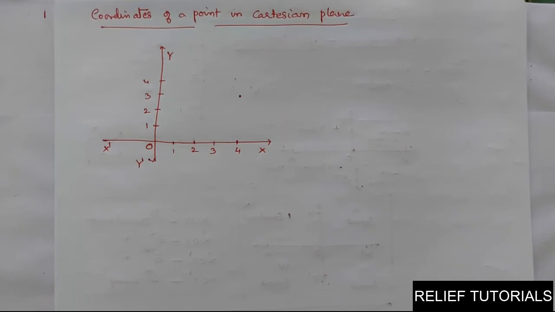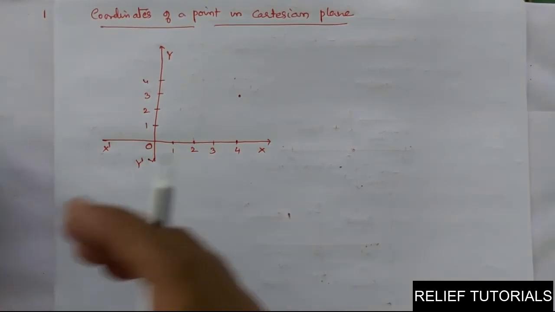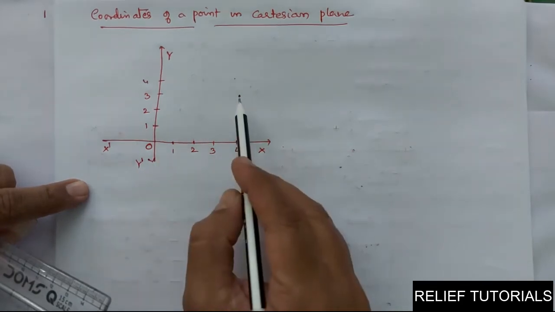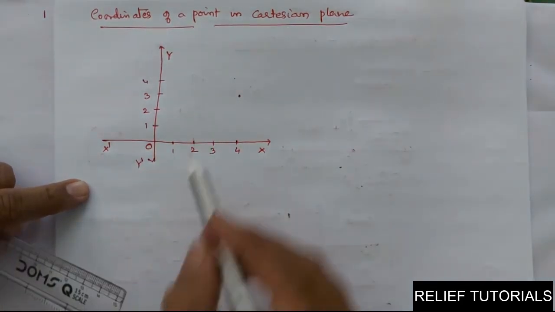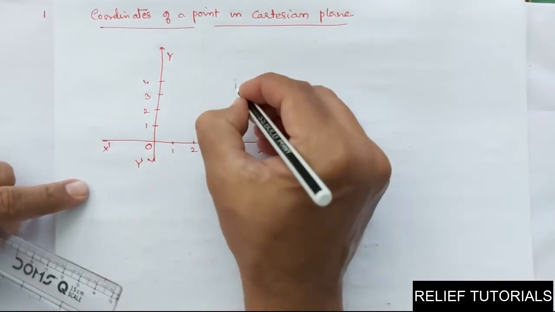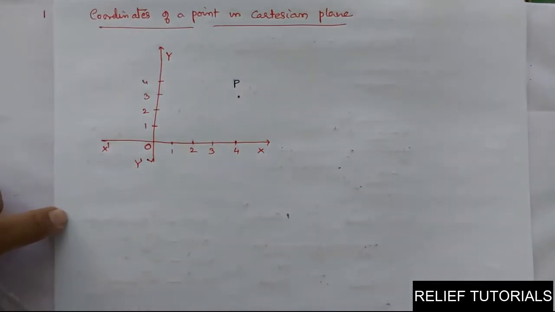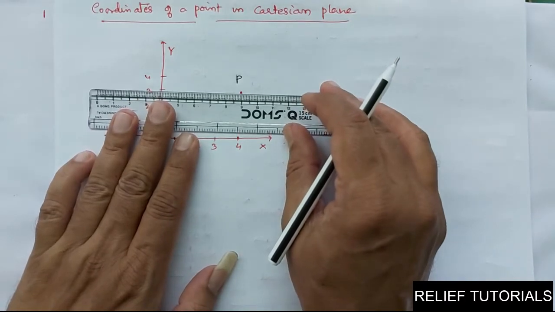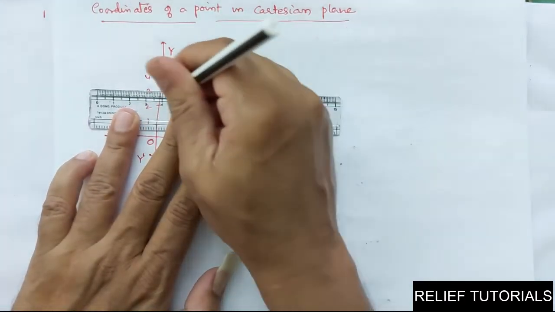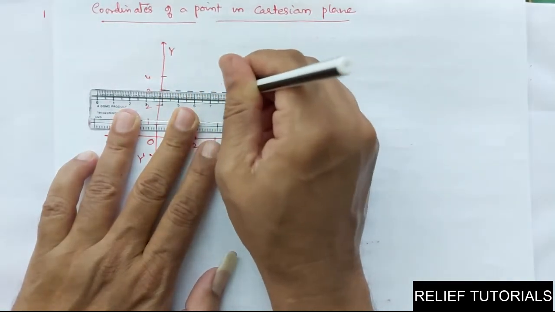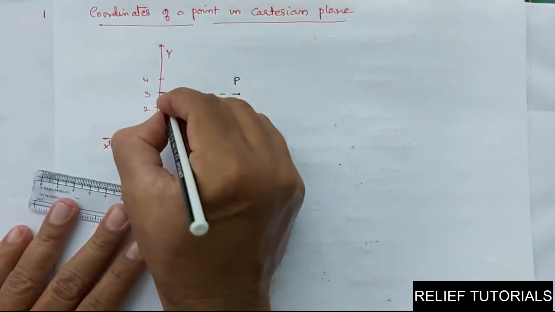Now, what are the coordinates that we are going to discuss? In order to locate any point in a Cartesian plane, its perpendicular distances from the x-axis and y-axis are required. If you want to locate this point, what coordinates, or what algebraic number, has to be assigned to this point P? So what you have to do is draw perpendiculars from this point to the y-axis. So this is the perpendicular distance.